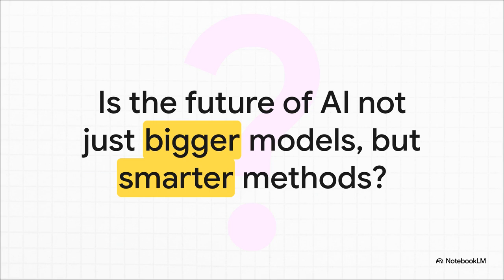And that kind of leaves us with a final thought to chew on. Maybe the biggest breakthroughs in AI won't just come from building bigger and bigger models. Maybe they'll come from developing these smarter, more systematic methods to perfect the amazing models we already have. What do you think?